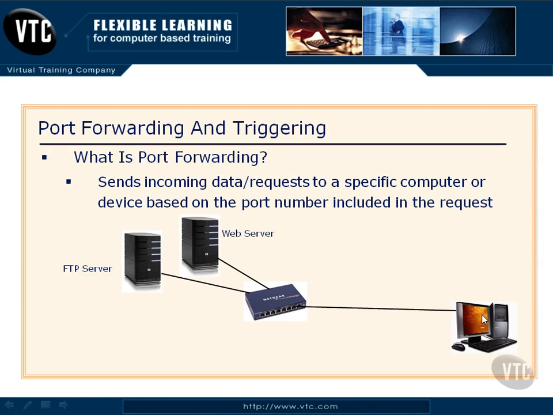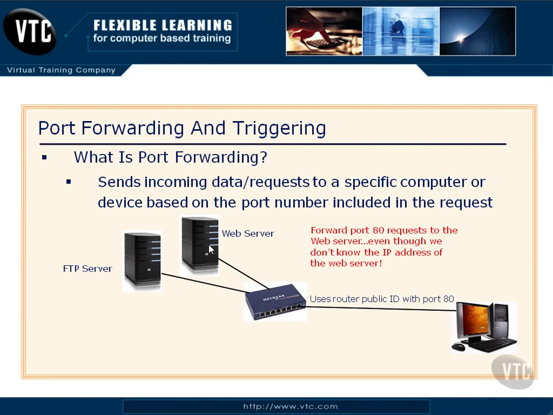And so this person wants to communicate with this web server. Well, we can set up port forwarding so that this person uses that router's public IP and port 80, and as soon as the access point sees port 80, it automatically forwards it to the web server back here because it knows the IP address of that particular device. And so we basically told the access point forward port 80 requests to the web server, even though the person calling it didn't even know the IP address of the web server, okay? And so it goes up there.